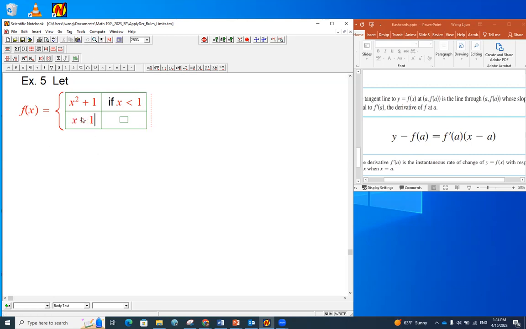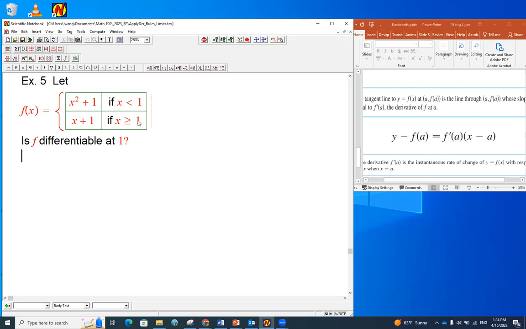x plus 1 if x is greater than or equal to 1. So apparently the function is defined at 1. The question is this: is f differentiable at 1? You can see that the question indeed is the case. I leave the sketch of the graph for you.